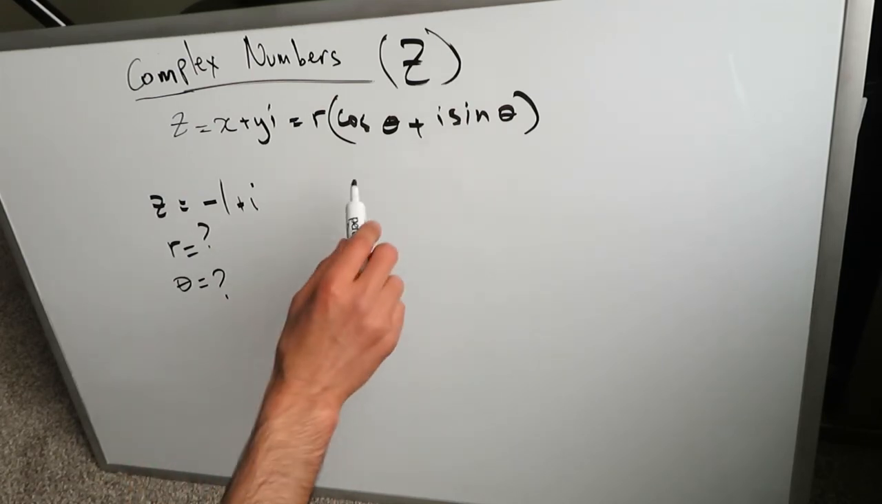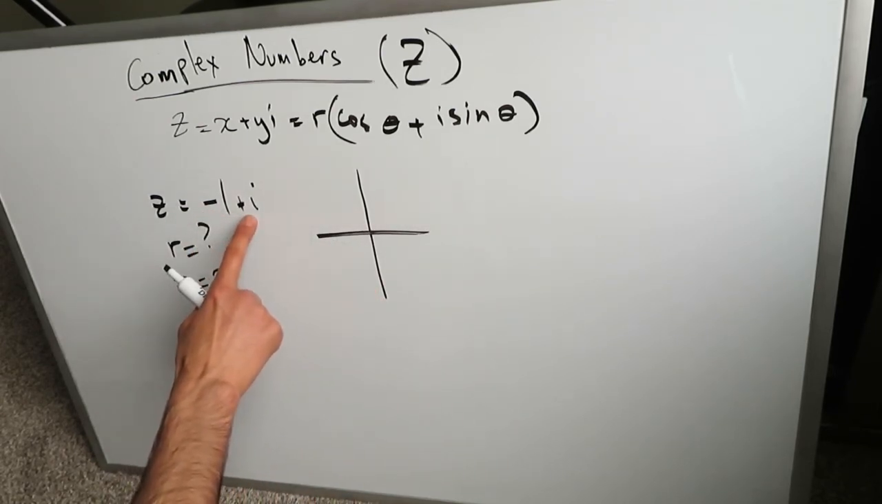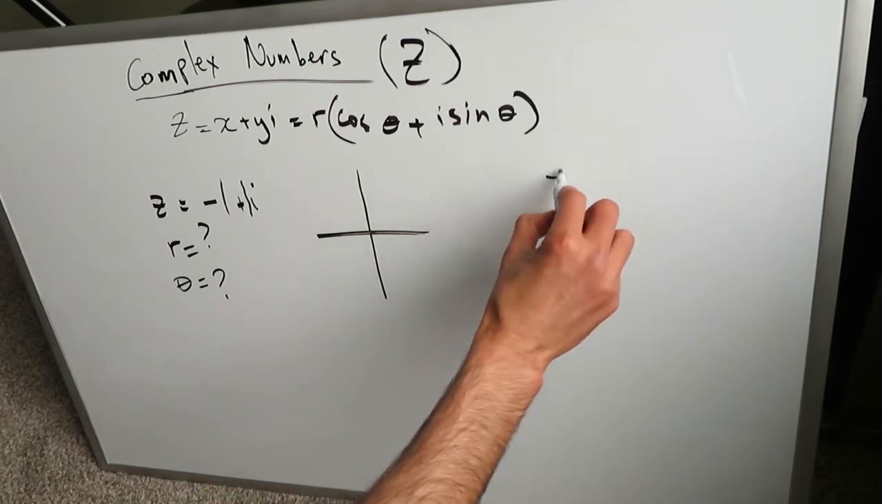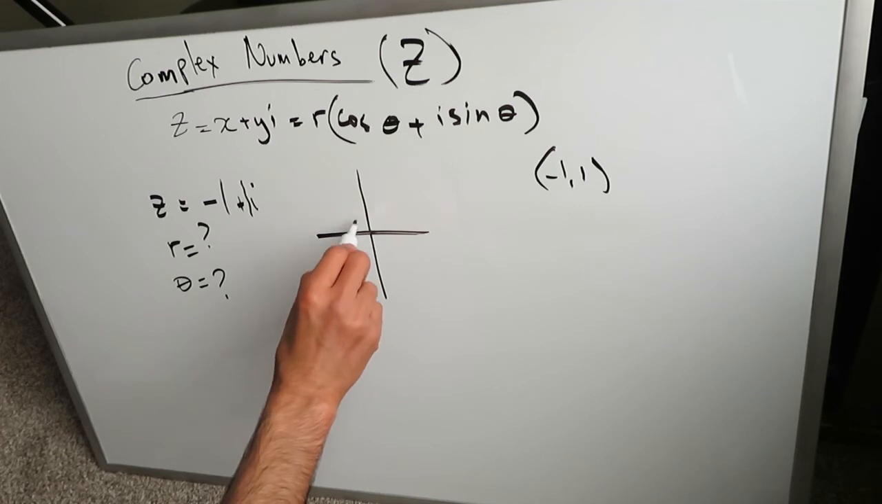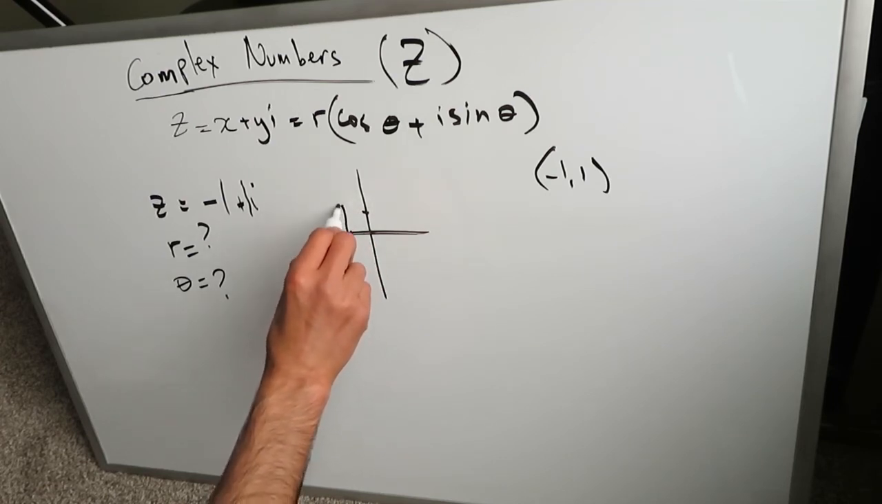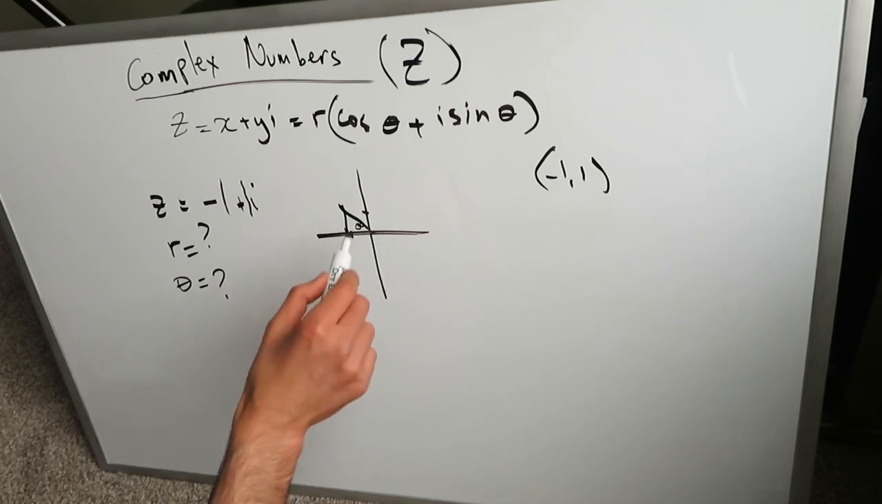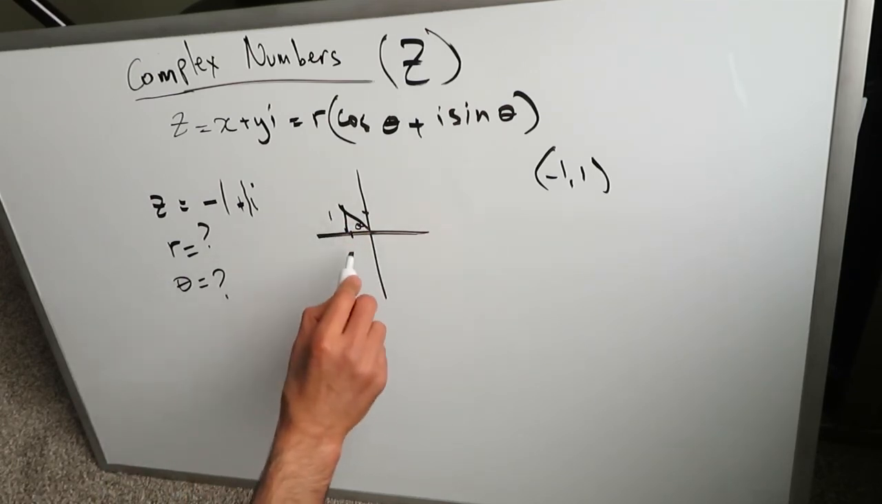The first part you should always do is think about plotting it. Look over here, you have a minus 1 plus 1i. Isn't that the same thing as saying minus 1 comma 1, which you know how to plot? Minus 1 here, 1 here. Here's my minus 1 comma 1. Draw it with regards to the origin. Here's your theta, here's your 90 degrees. Here's your 1, here's your minus 1.